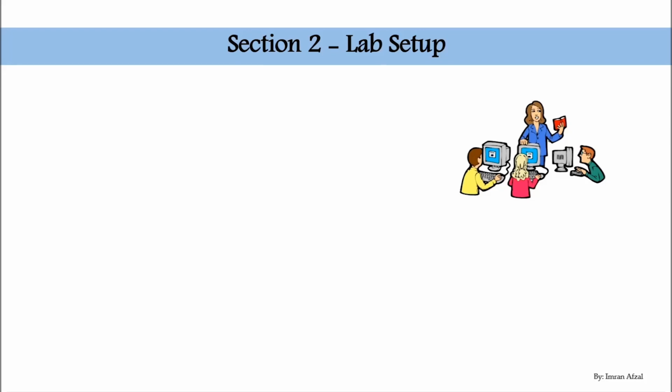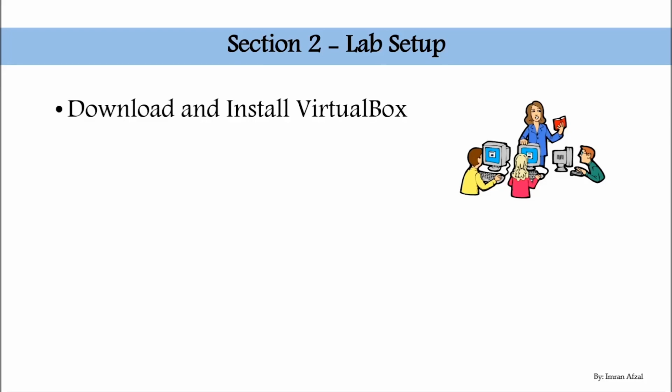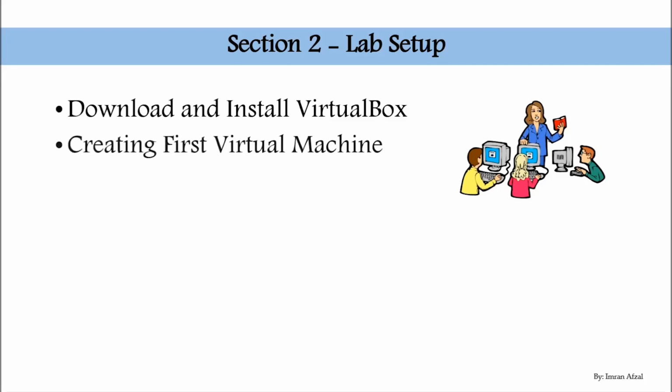So what we're going to cover in this section is first we're going to download and install Oracle VirtualBox. Oracle VirtualBox is a software that allows you to actually run multiple virtual machines on a single server or a host. Then we're going to create our first virtual machine on that Oracle VirtualBox software. And of course, then we'll do the Linux installation.